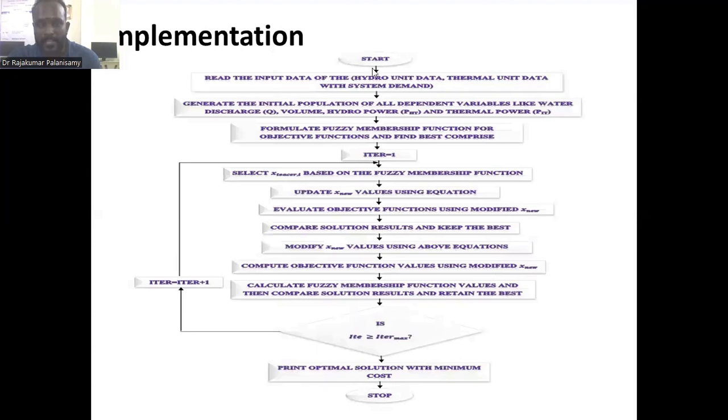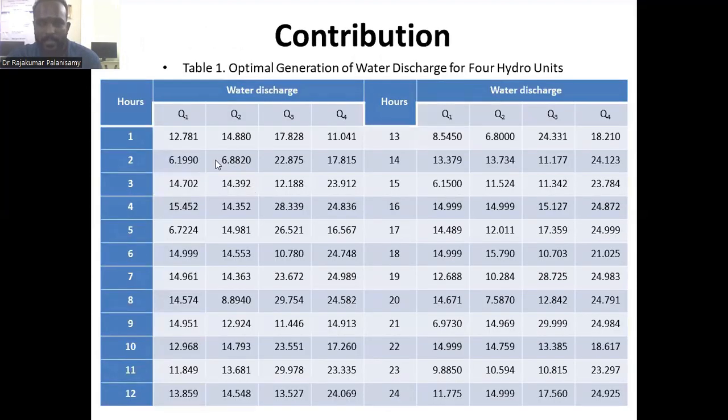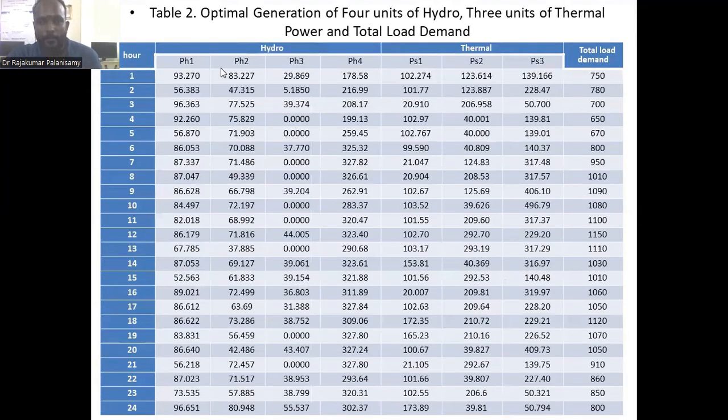And this is the implementation of the NSTLBO algorithm for the particular problem, and this is the test system. Table 1 represents the optimal generation of water discharge for four hydro units. That means Q1, Q2, Q3, Q4 represent water discharge for a period of 24 hours, and this is the result. Table 2 represents the optimal generation of the four hydro units as well as thermal units and total demand. These are the results obtained by applying the NSTLBO based optimization algorithm to the test system.